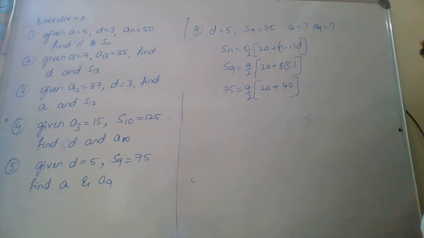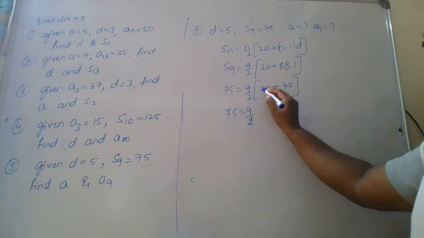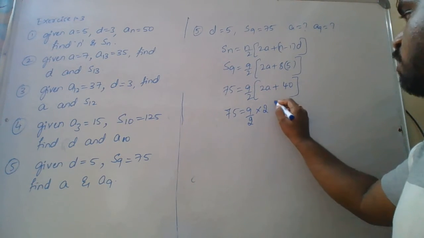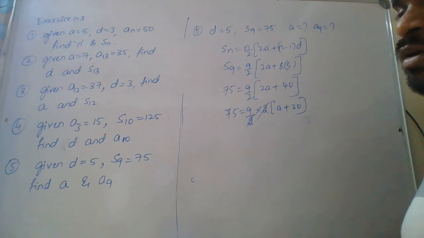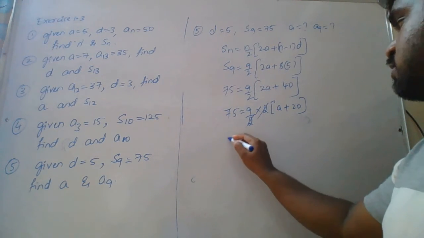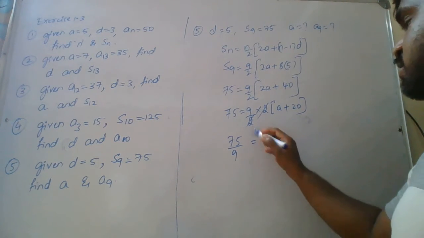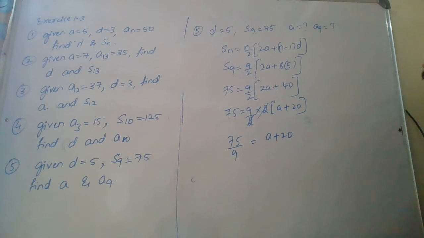Okay. So 75 is equal to 9 by 2. You're not supposed to cancel this 2 and this 2 because it belongs to everything. Instead, you can take 2 as common. So we'll be left with a plus 20. 2 and 2 get cancelled. Take this 9 to the other side. 75 by 9 is equal to a plus 20.